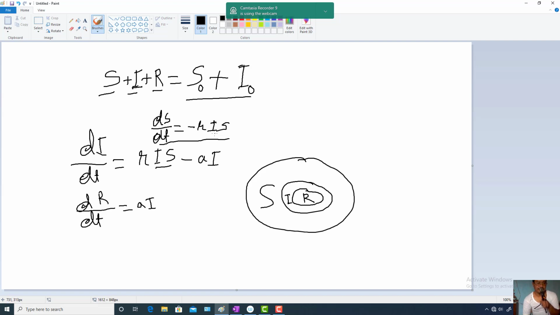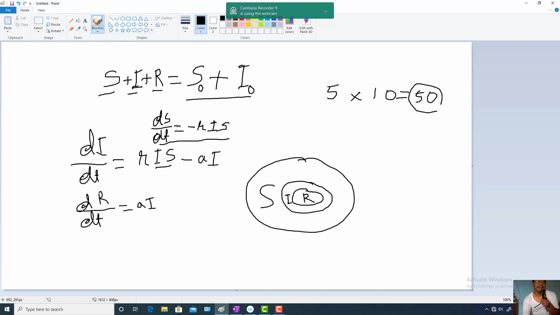Total contact is IS. For example, if there are 5 people infected, and say 10 people, then total contact is 5 times 10, which is 50, right? So total possible contact is 50. So this is total contact. I number of infected people are there, S number of people are susceptible, so total contact is IS.